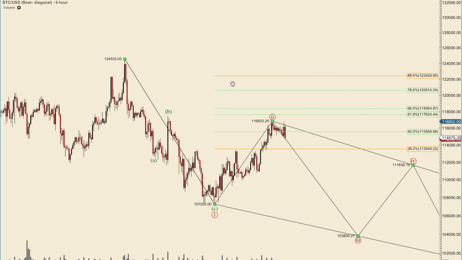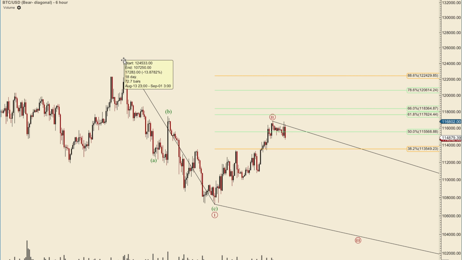But still, right now, everything is pointed towards higher probability of taking out the all-time high.